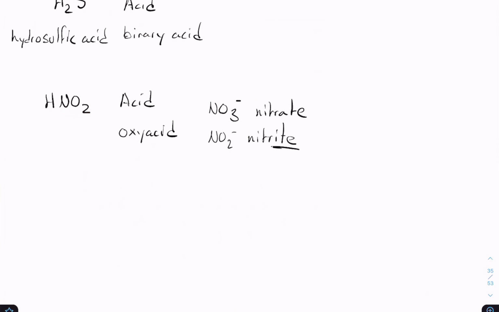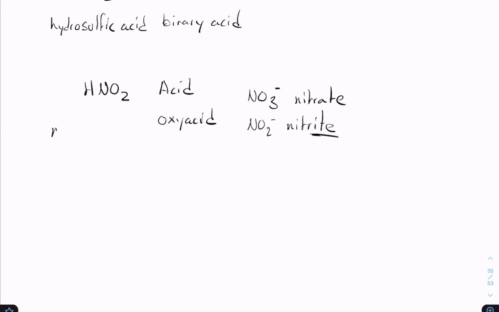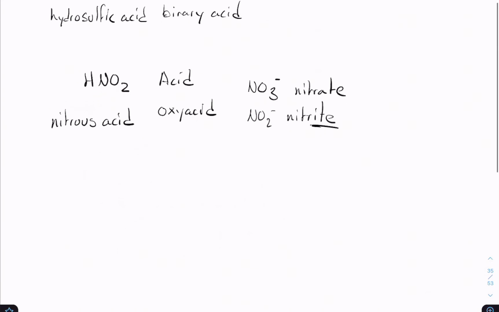So we have an oxyacid. So we change the ending, and here ITE changes to OUS. So this would be nitrous acid. Cool. That's the rule for oxyacids. So ITE changes to OUS, and then ATE changes to IC. All right, now we're pretty much out of time.